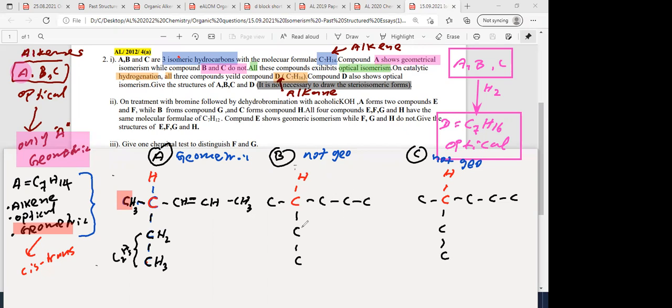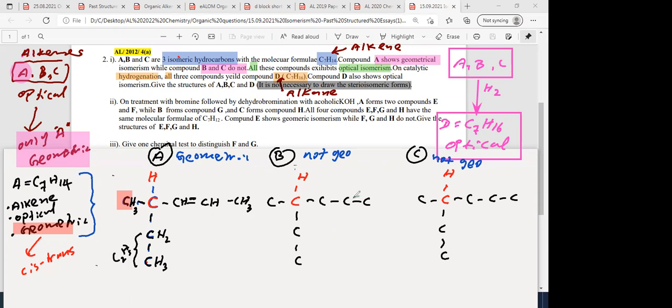I can't redistribute any carbon atom. I can't change this carbon skeleton. Why? This is the only optical one I can draw. I can't draw any optical isomer other than this. All three are optical, so all three have this skeleton. So how do they differ? From the position of the double bond. So now for B and C, no geometric, I will shift the double bond to here.